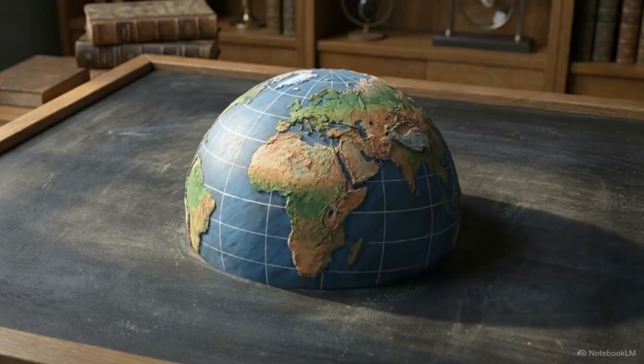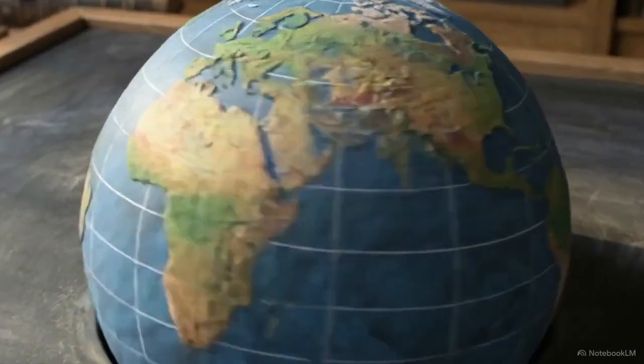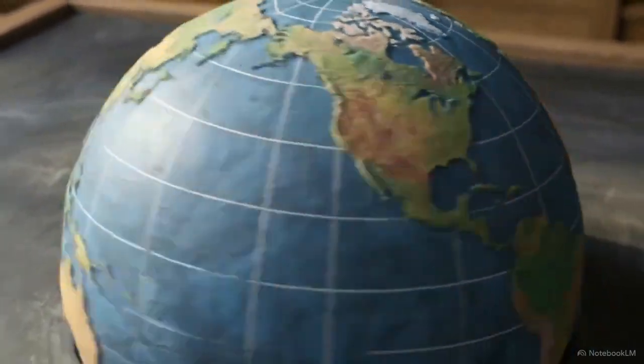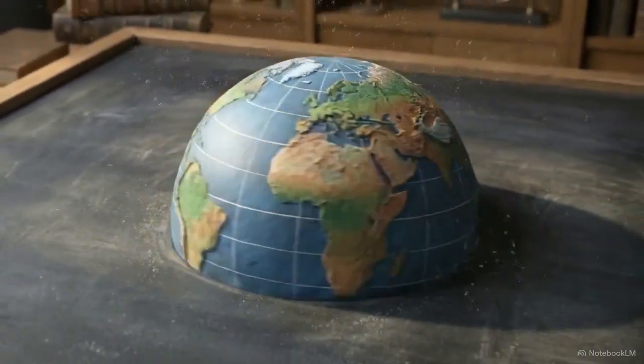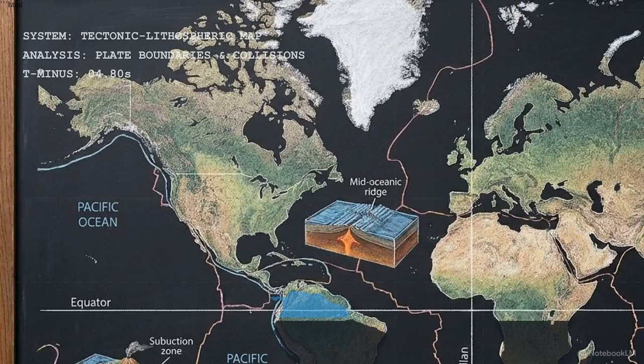Earth's surface reveals a consistent ratio. 29% is solid land, or lithosphere, while the remaining 71% is covered by the hydrosphere. This surface area is divided into the 7 continents and 5 major oceans that define our current geographical baseline.